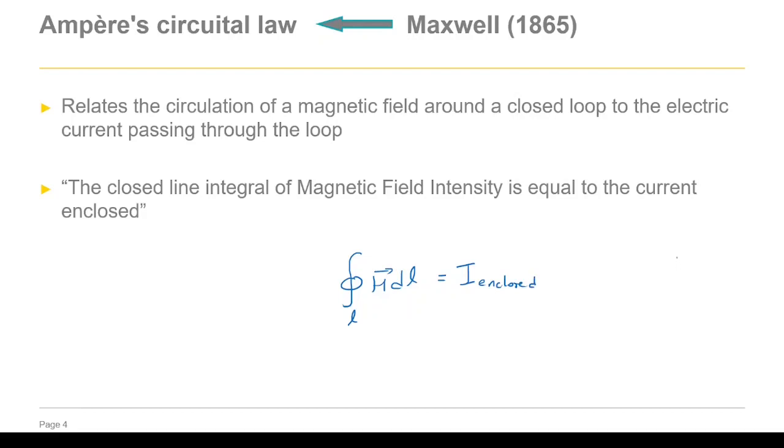This essentially means that if we have a magnetic field and we compute the total around a closed line, this is going to be pretty much equal to the total current within this closed path.